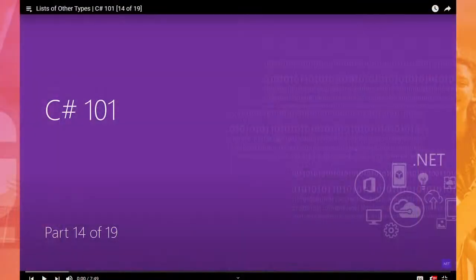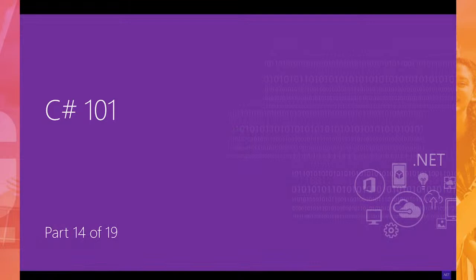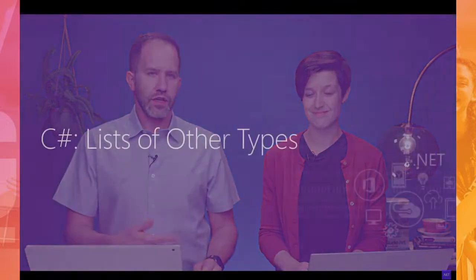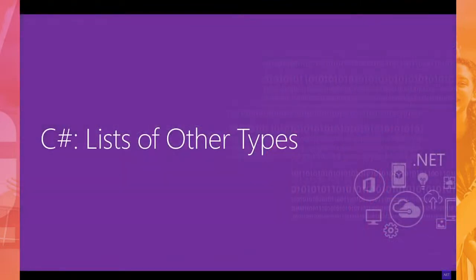Okay, so let's talk about lists of other types. So far, we've just been talking about lists of strings, but you can have a list of anything that you want. So let's talk about some of those. All right, we've been putting things in lists. We had strings in lists, but we can also make lists of anything, like we talked about a list of T, where T is any type. Let's put some other stuff into lists.